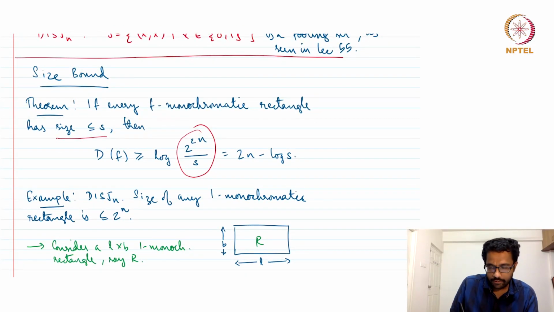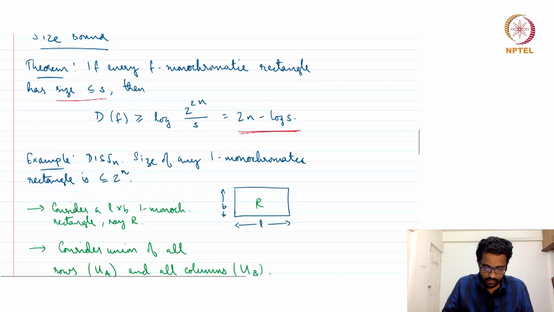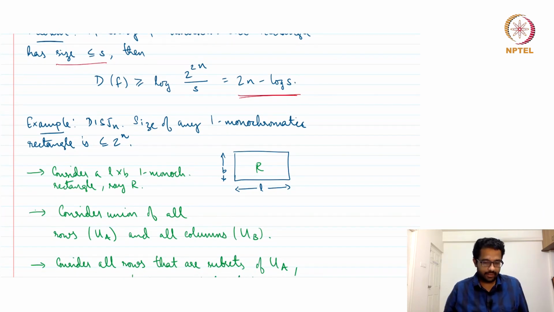D f is the log of this, and the log of this is log of 2 power 2n minus log of s. So log of 2 power 2n is simply 2n, and log of s is log of s. So this is one way to get a lower bound on the communication complexity. Okay. So we'll see one example for this. In fact, it will be slightly different.